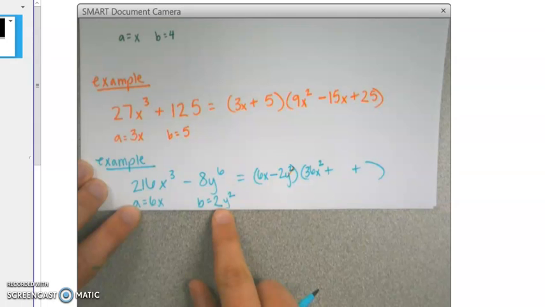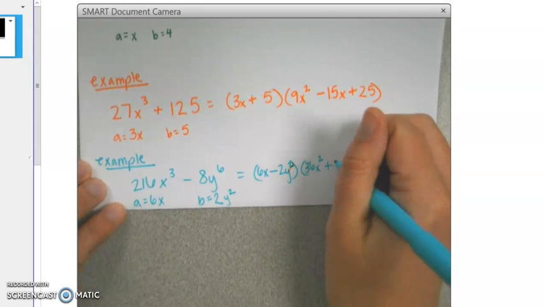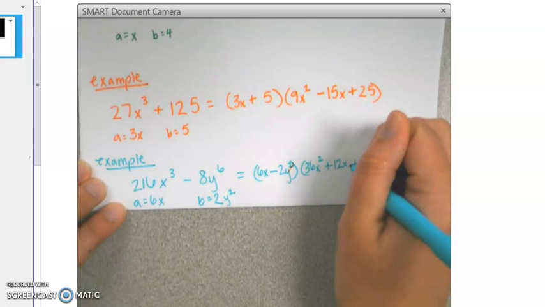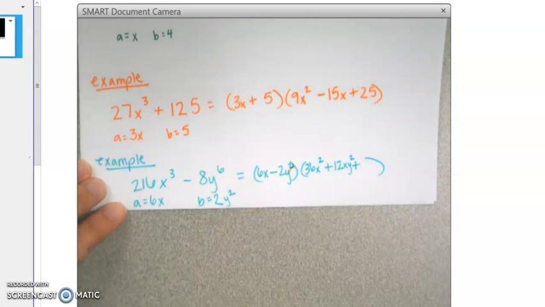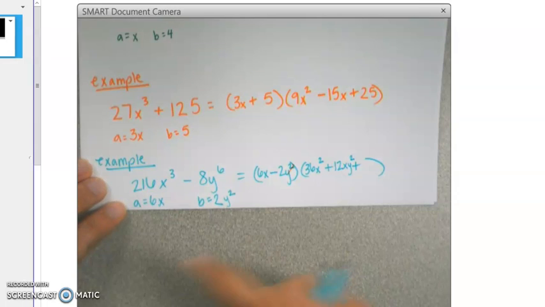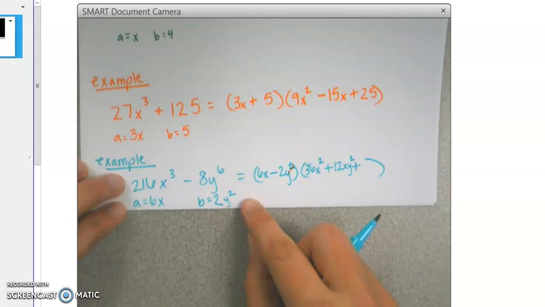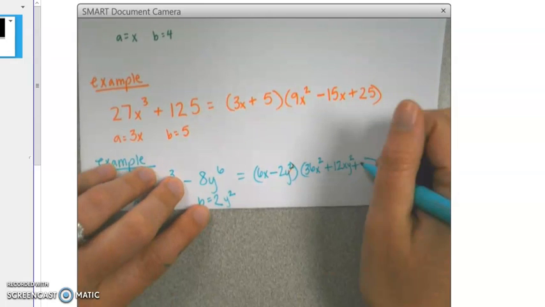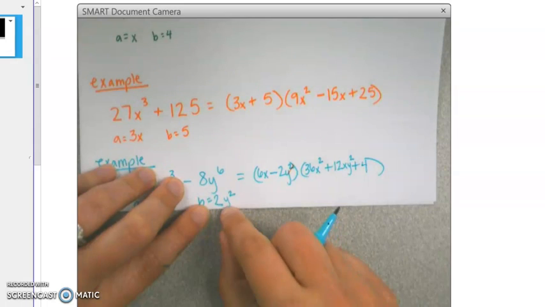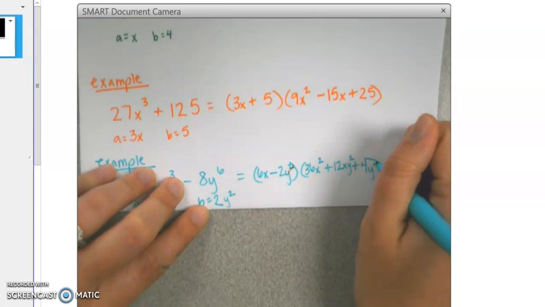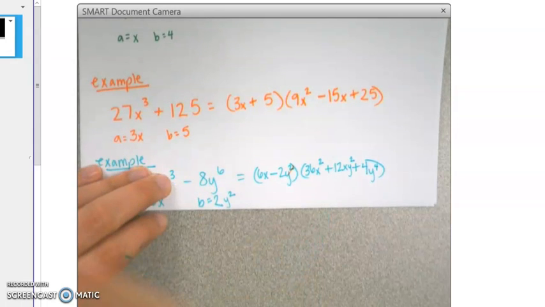6x times 2y squared, 6 times 2 is 12. And then I have an x and a y squared. All that goes in there. And then the last one is just b squared, so 2y squared times 2y squared. 2 times 2 is 4. And y squared times y squared is y to the 4th. So this is what a hard one looks like.